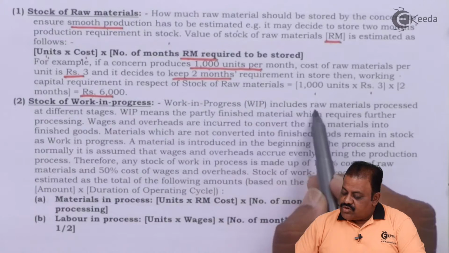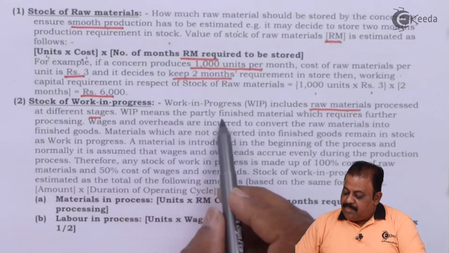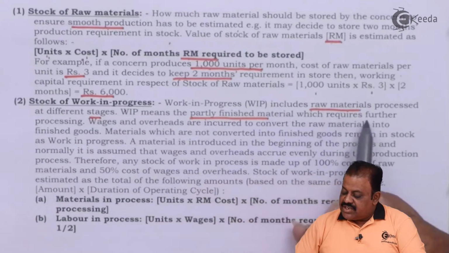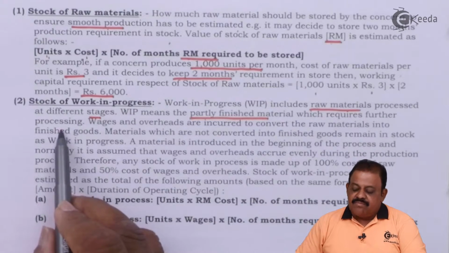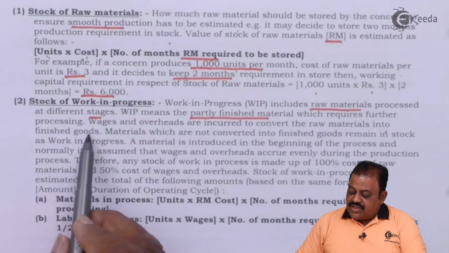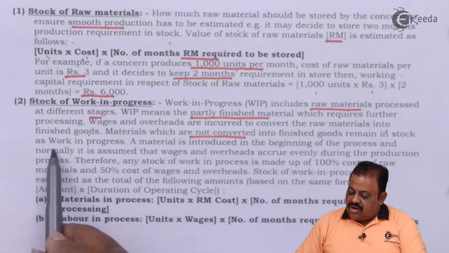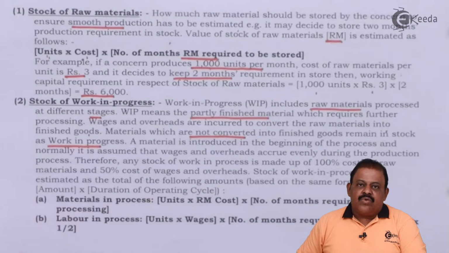Stock of work in progress. Work in progress includes raw material processed at different stages. Work in progress means the partly finished material which requires further processing. Wages and overheads are incurred to convert the raw material into finished goods. Materials which are not converted into finished goods remain in stock as work in progress.